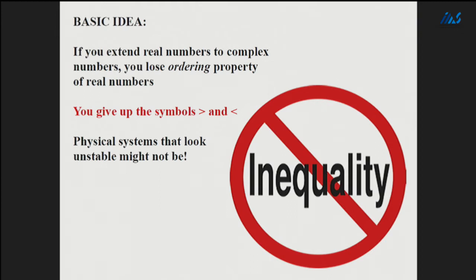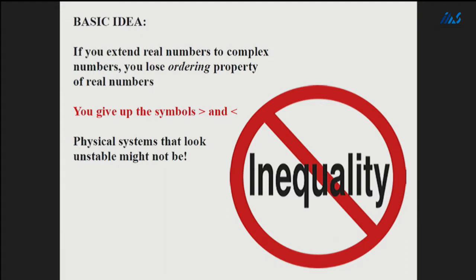So here's the basic idea. If you extend the real numbers to the complex numbers, you lose the ordering property of the real numbers. You know that when you go from the real number system to the complex number system, all of the rules of arithmetic remain intact. You still have the commutative law and the associative law and the distributive law and so on. But there's one thing that you lose, and what you lose are these symbols, okay? So we have no inequality. The complex number system is perfectly democratic.